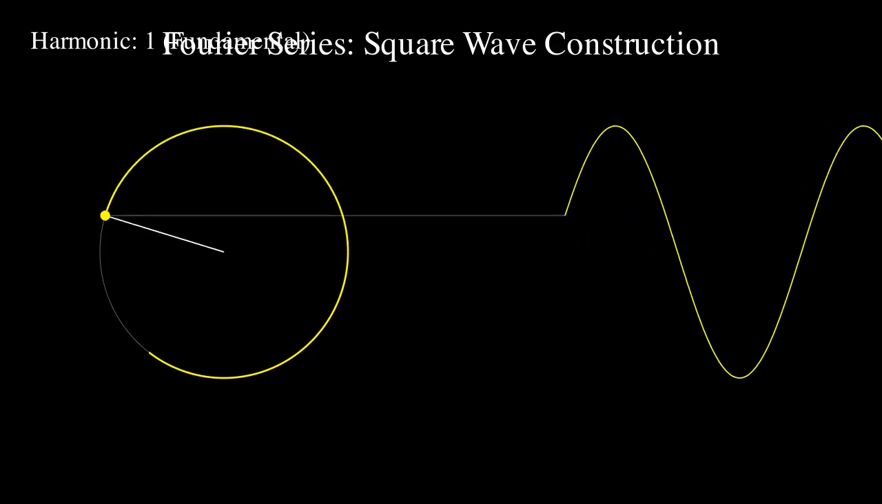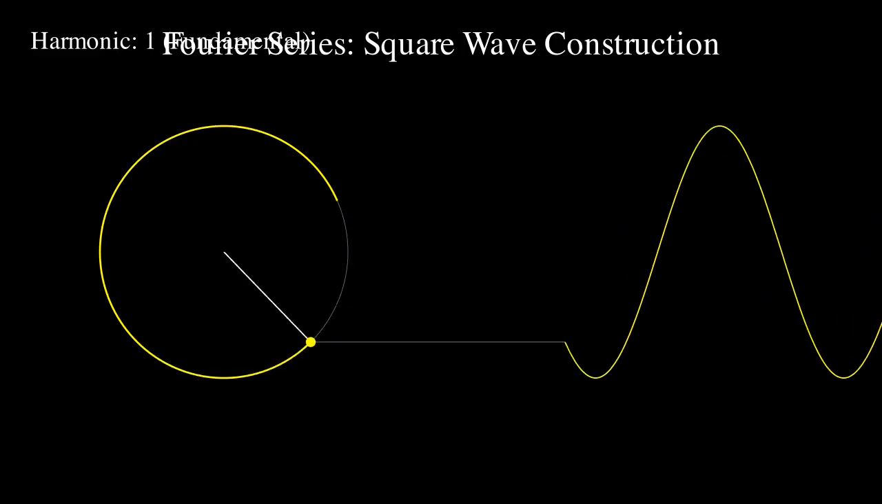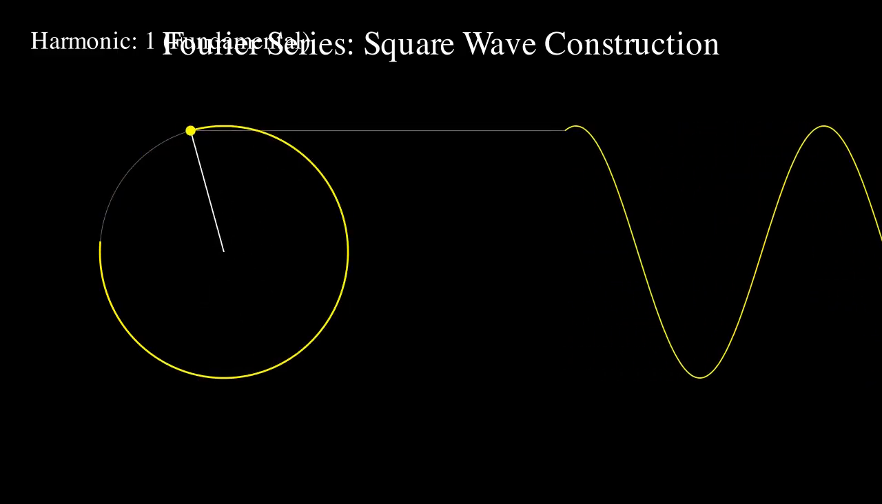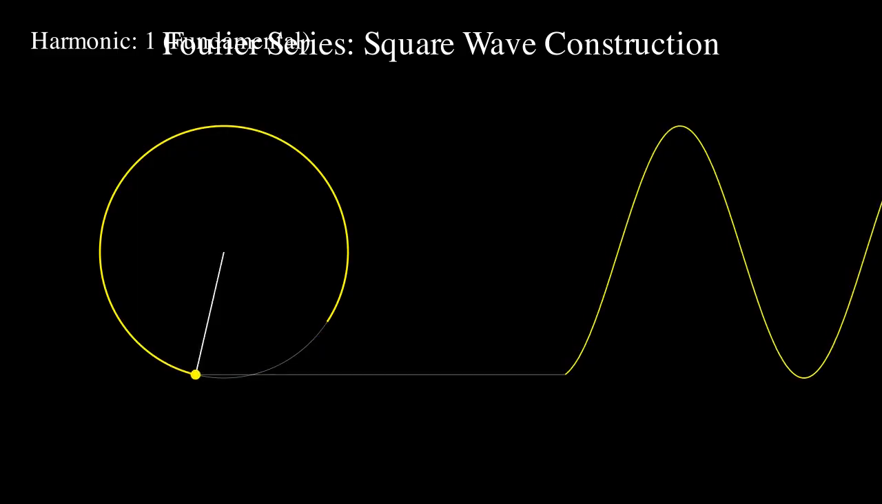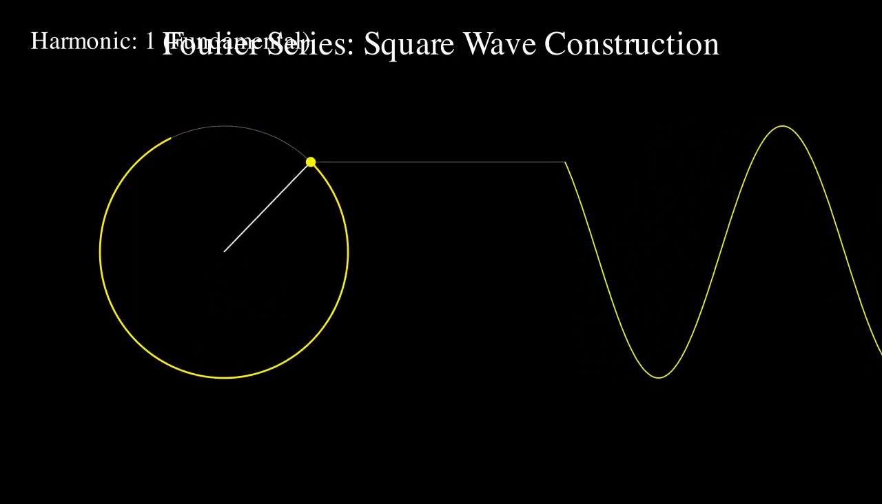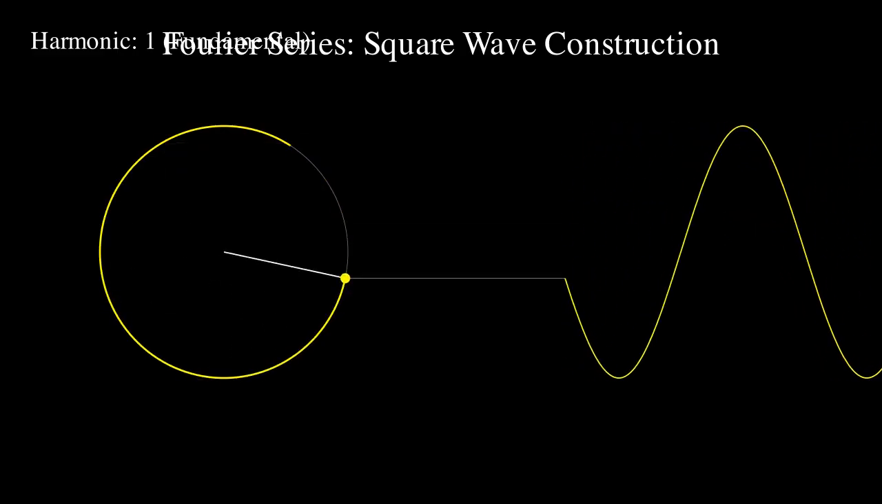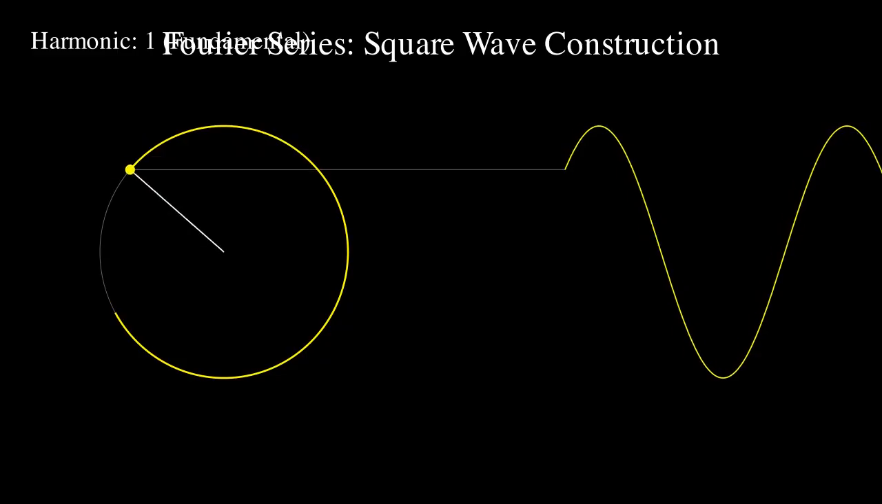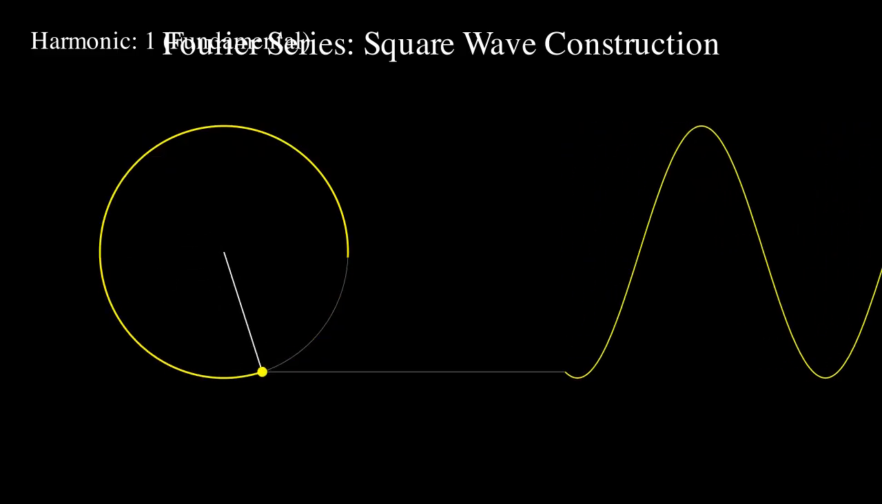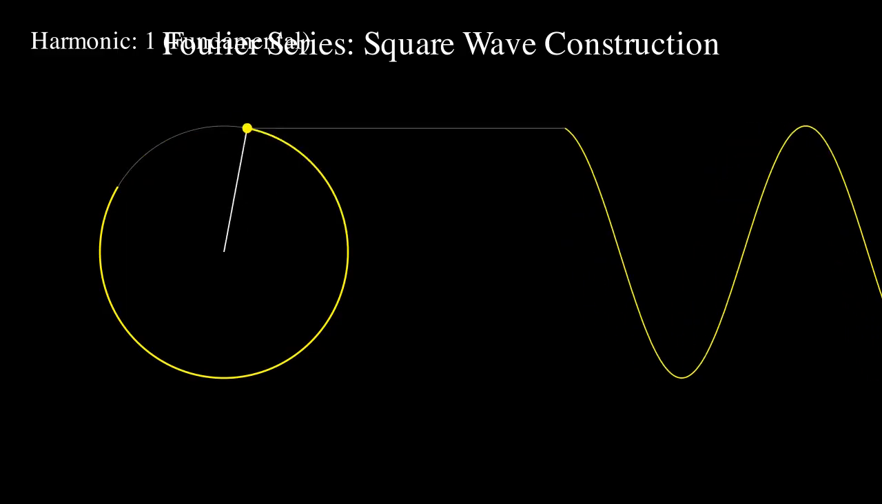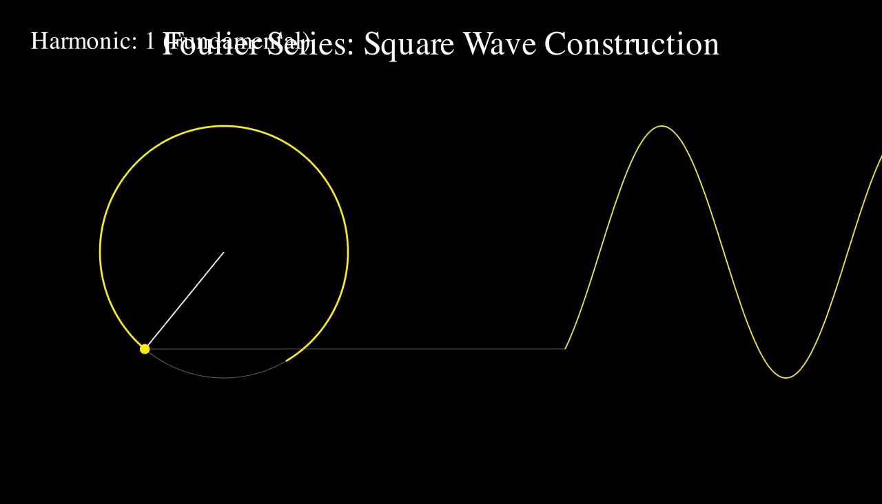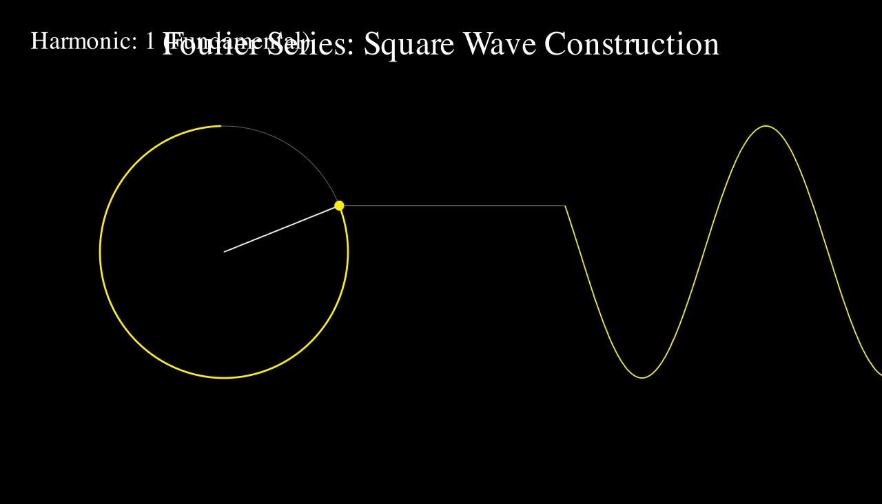In mathematics, the Fourier series allows us to decompose complex periodic functions into a sum of simple, oscillating functions, namely sines and cosines. We will attempt to construct a square wave, which is a signal that instantly jumps between two levels. To do this, we start with a single rotating vector.